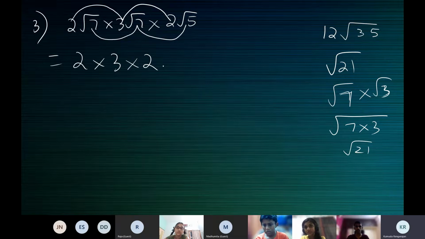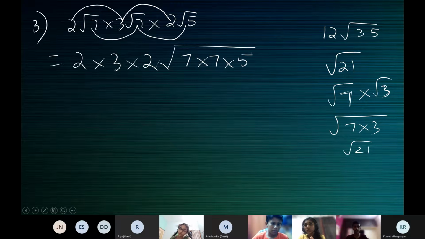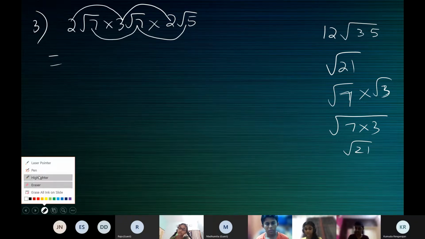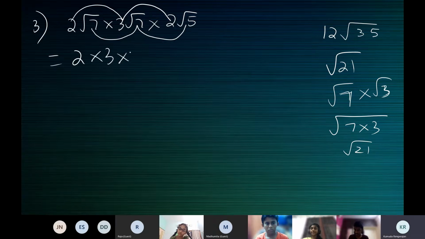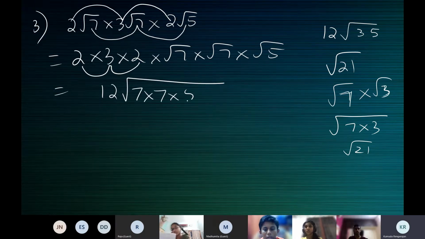I can put a multiplication sign or I can simply put a square root. So what all should I multiply? I should multiply 7, 7, under square root 5. Okay, I can give you one more step. See here. It's 2 into 3 into 2 into root 7 into root 7 into root 5, which is 2 3s are 6, 6 2s are 12. Root of 7 into 7 into 5.